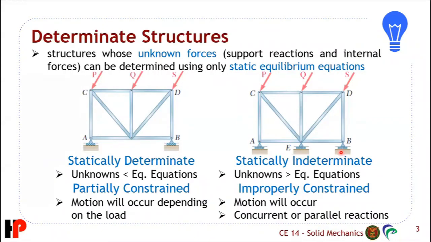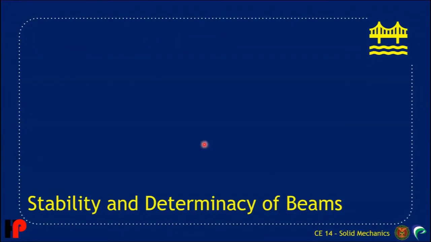Si partially constrained, kulang yung reactions mo to constrain the structure itself. Okay? So that's just an introduction of, by inspection, malalaman mo dapat kung determinate, indeterminate, partially constrained, improperly constrained, or completely constrained. So let's look at the meat of the topic. So first, we look at the stability and determinacy of beams.